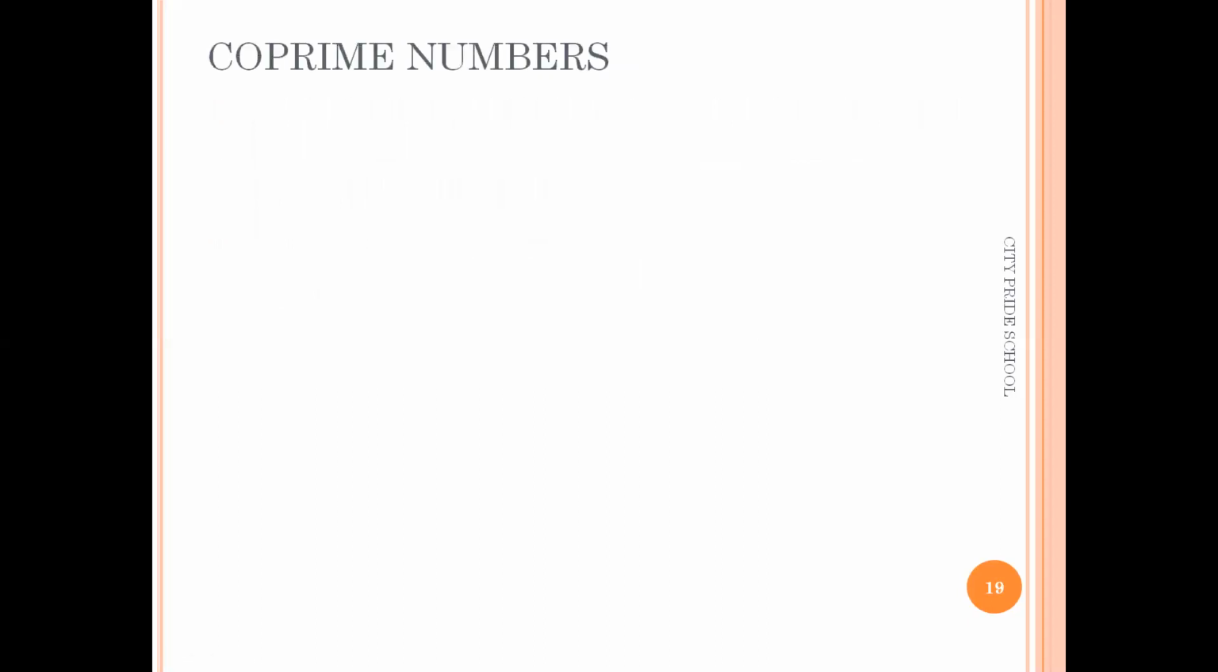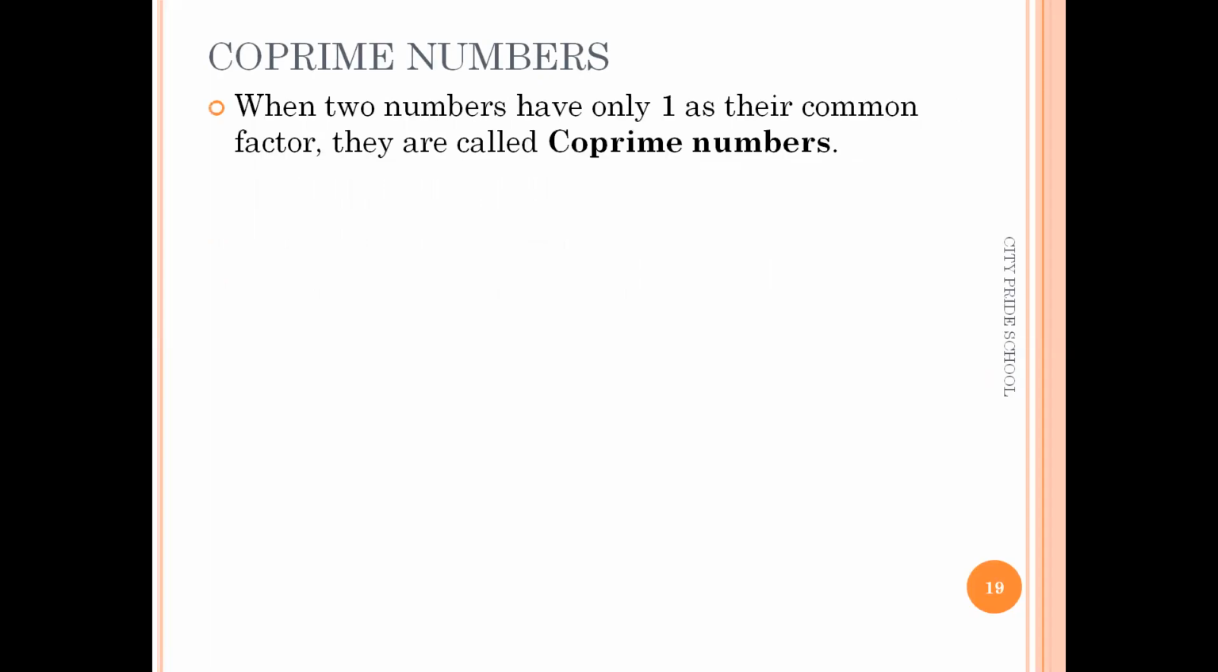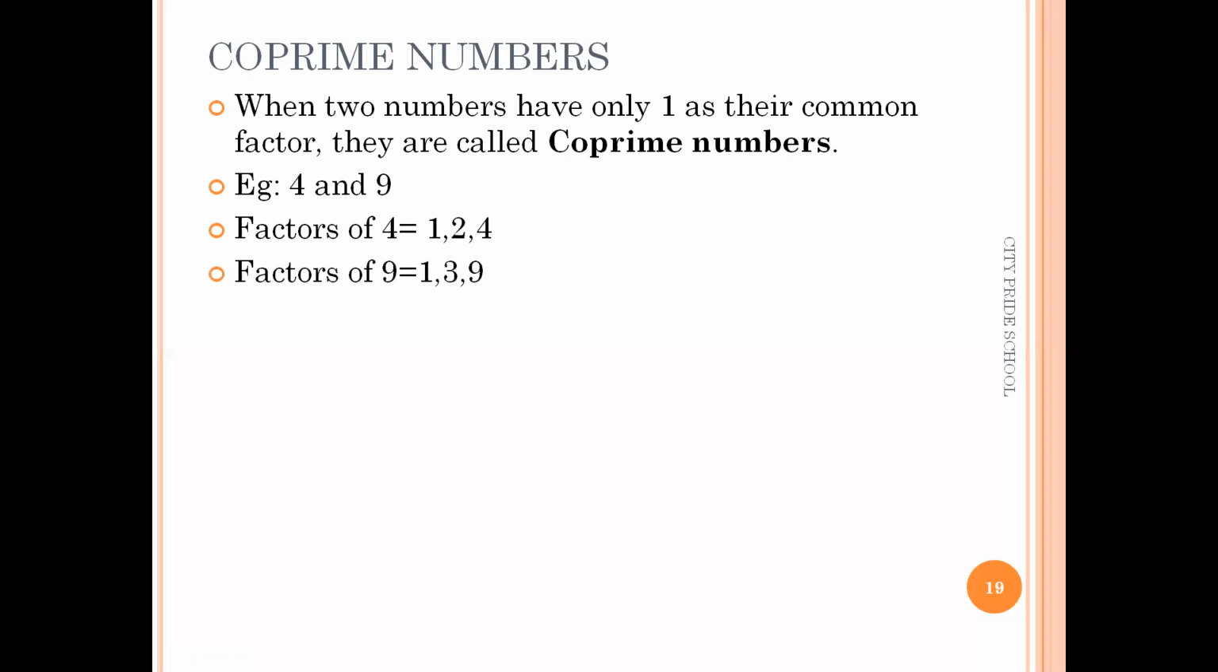Then the next topic is co-prime numbers. We have to find out two numbers. So when two numbers have only 1 as their common factor, they are called co-prime numbers. Example, suppose let's take two numbers 4 and 9. So we have to write factors of 4. Factors of 4 are 1, 2 and 4. Factors of 9 are 1, 3 and 9. And here the common factor is only 1. So when two numbers have only 1 as their common factor, then these numbers are called co-prime numbers.